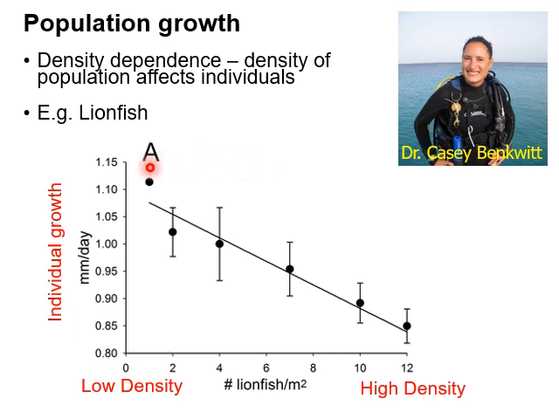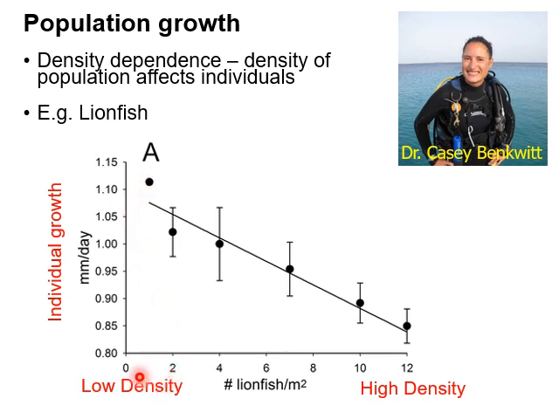And on one reef, she put just one lionfish. On another reef, she put two lionfish. On another reef, she put 4 and 7 and 10 and 12. So she had a gradient of reefs, some of which had a lot of lionfish and some of which had very few lionfish. And then she measured those lionfish at the beginning of the experiment, and then she measured them again a couple months later and looked to see how much they had grown.